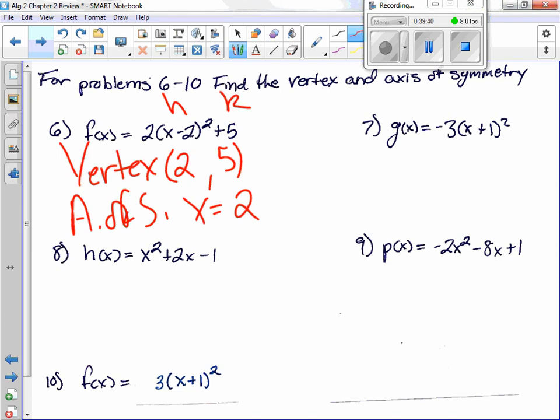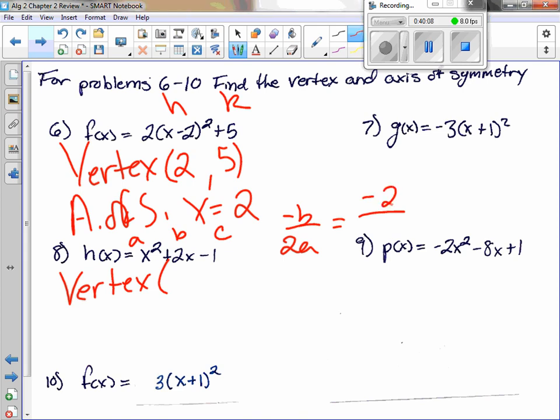Standard form, this one here. The vertex is negative b over 2a. So the first value is negative b over 2a. To get that, a is 1, b is 2, and c is negative 1. We'll never put the variables x into a and b. It's just the number in front of them. So here we're going to have negative 2 over 2 times 1. Well, that'd be negative 2 over 2, which is negative 1.